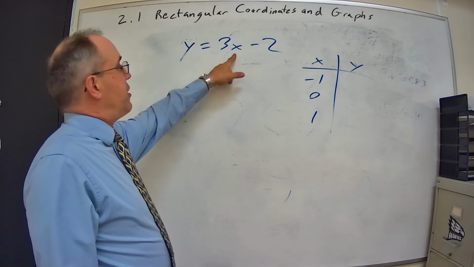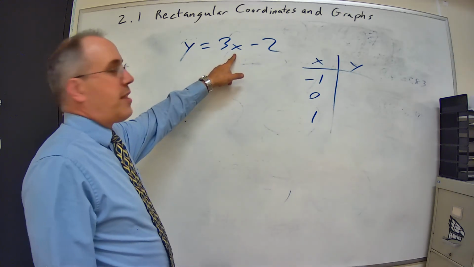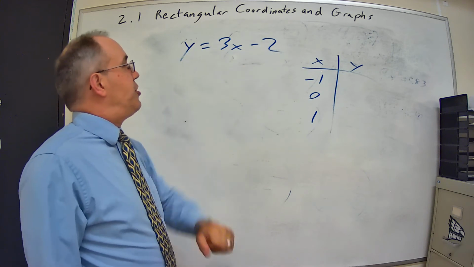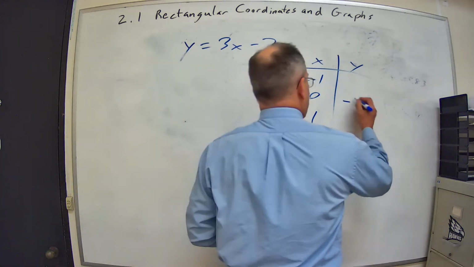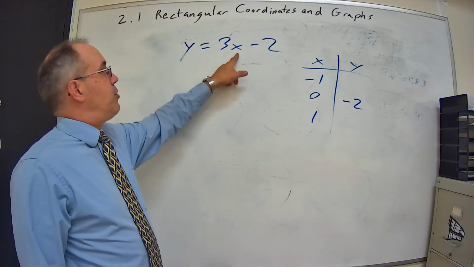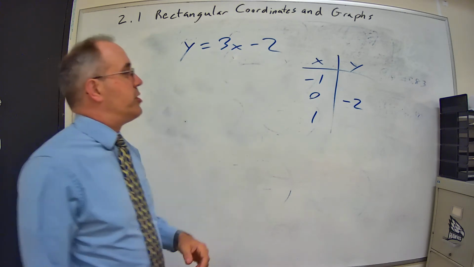If I plug in 0 for x, start with the easiest one, right? 3 times 0 is 0, minus 2. So we end up with -2. If I plug in 1 for x, 3 times 1 is 3, minus 2 is 1.